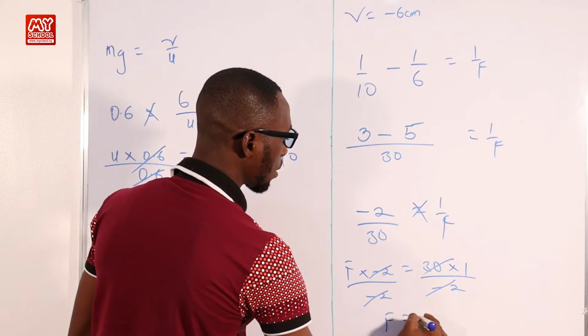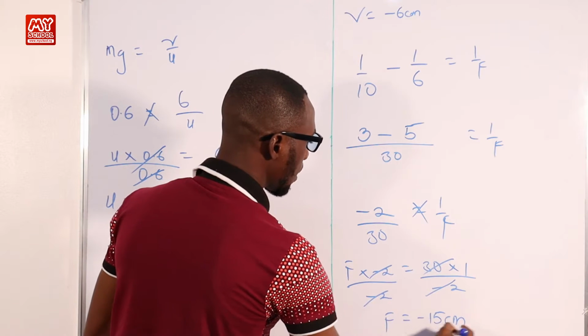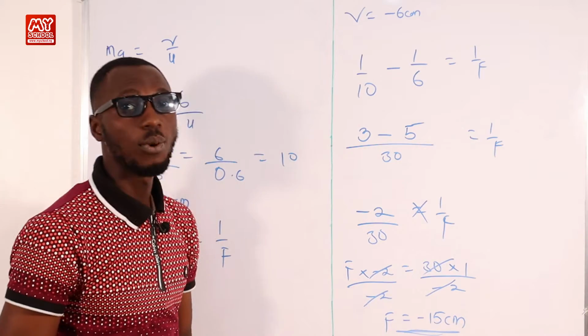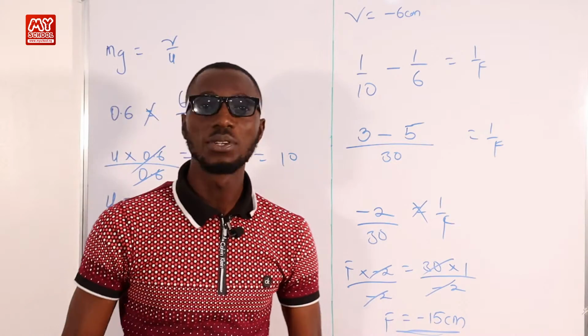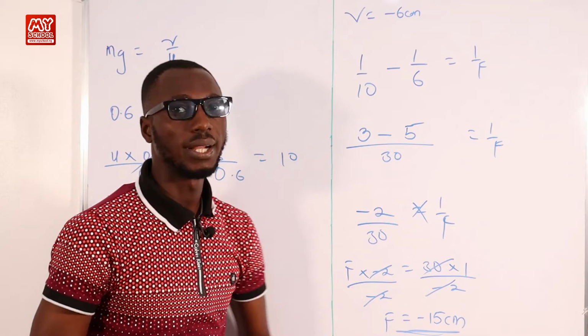So F equals minus 15 centimeters. So that's the focal length. So when we scan through our options together, option D is very correct.